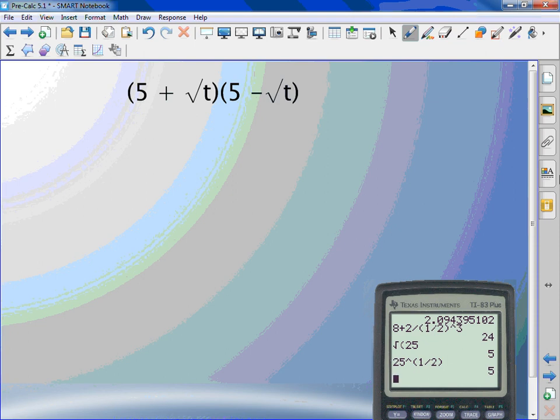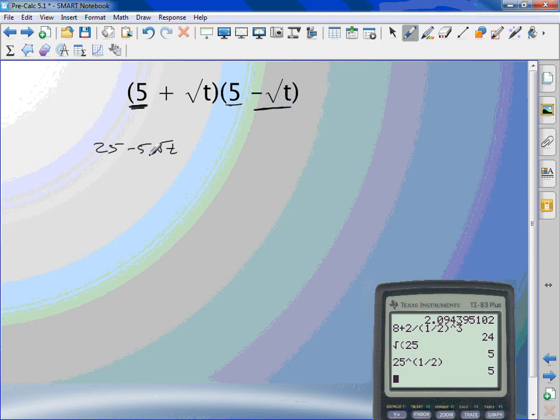Don't be scared by the radicals. What would you do in general to solve this? Not factor: distribute, FOIL. 5 times 5, 25. 5 times negative square root of t: negative 5 times the square root of t. The 5 does not go on the inside. It stays on the outside.